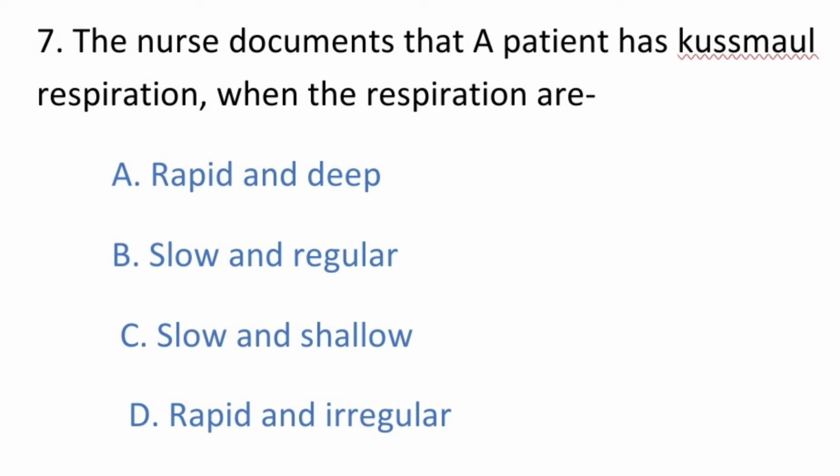Moving on to our seventh question, the nurse documents that a patient has Kussmaul respiration when the respiration are, options are number A, rapid and deep, number B, slow and regular, number C, slow and shallow, and number D, rapid and irregular.